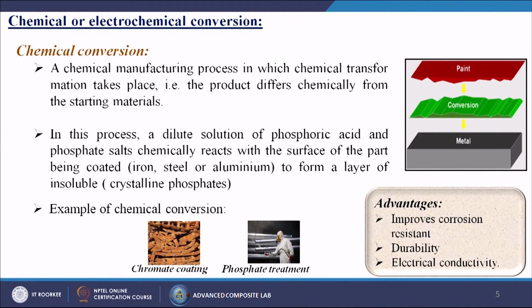In the process, dilute solutions of phosphoric acid and phosphate salts chemically react with the surface of the part being coated, iron, steel or aluminum, to form a layer of insoluble crystalline phosphates. So, you are creating an in-between layer between your substrate and your coatings. Examples of chemical conversions: chromate coatings, phosphate treatments. What are the advantages? Improves corrosion resistance, durability and electrical conductivity.